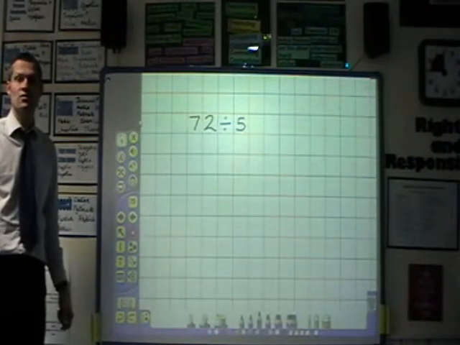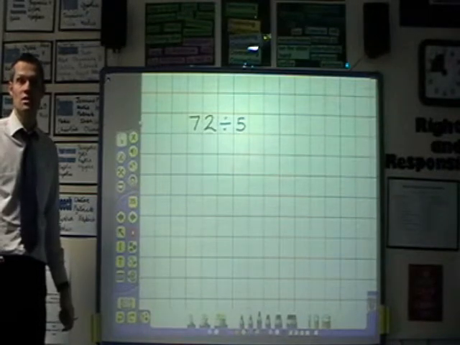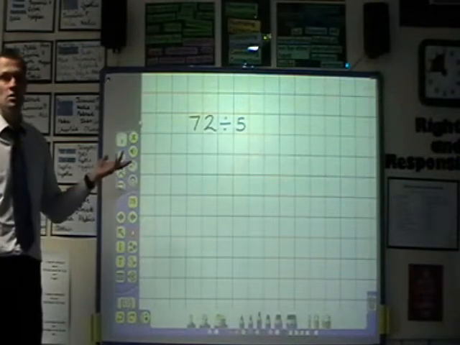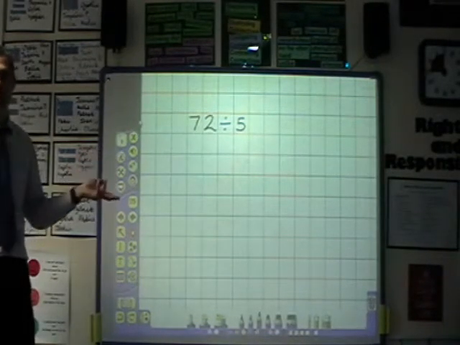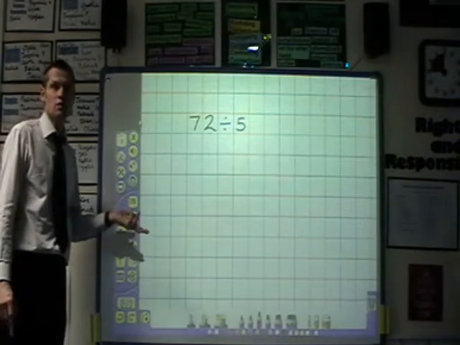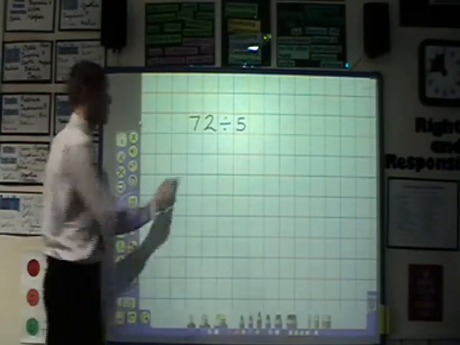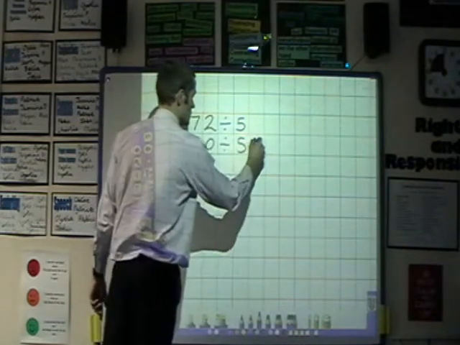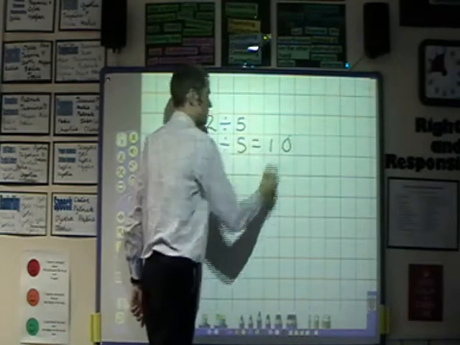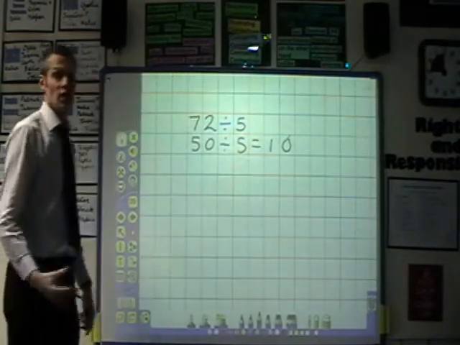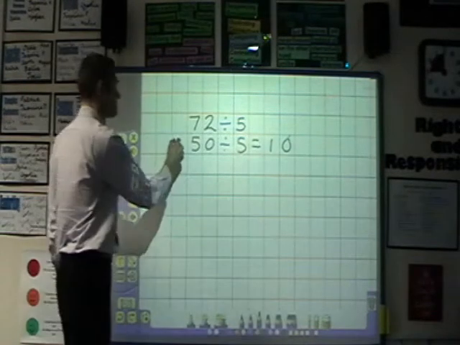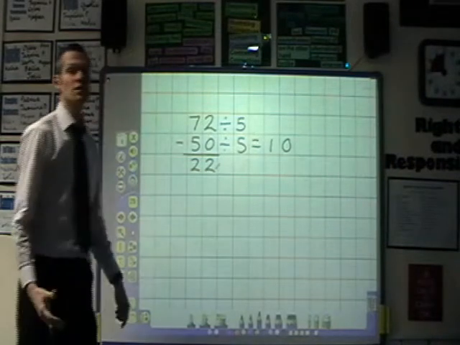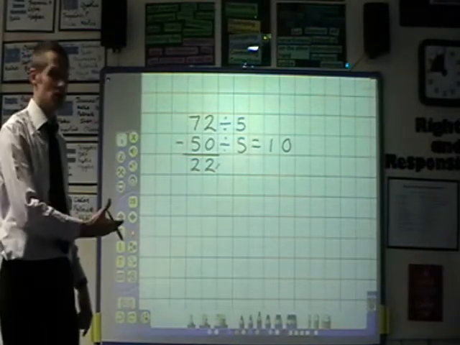than single amounts, subtract multiples of the number, as by now they should have a good knowledge of tables. So with this example, we would divide 50 by 5 first, as we know that 10 times 5 is 50. And 50 divided by 5 is 10. That leaves us to find out how many 5s there are in what's left, which is 22.